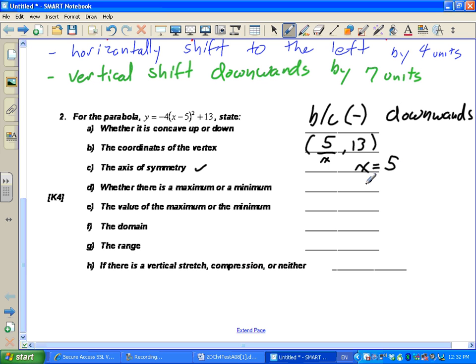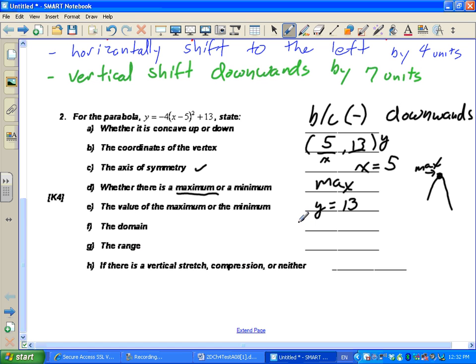Is it a maximum or minimum? It is a maximum because we already said that this parabola opens downwards, so it has a top highest point, which means it has a maximum. What is the value of the maximum? It is the exact same as the y-coordinate of the vertex, so the value is y is equal to 13.